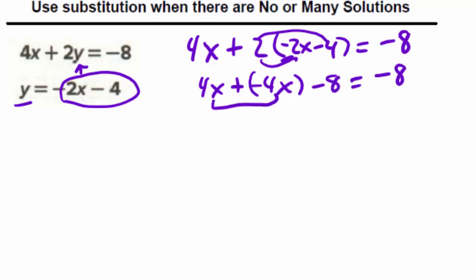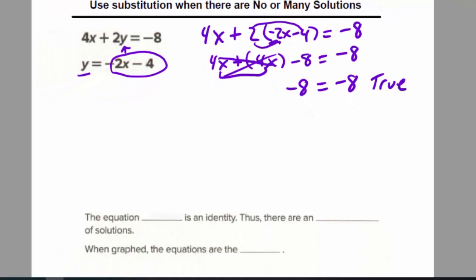Combine my like terms, well 4x plus a negative 4x is going to give me 0x. In other words, these x's drop out. What I have left over is negative 8 equals negative 8. What that means is I have either a true or false statement. So I've got a true statement, equation negative 8 equals negative 8 is an identity. Thus, there are an infinite amount of solutions.